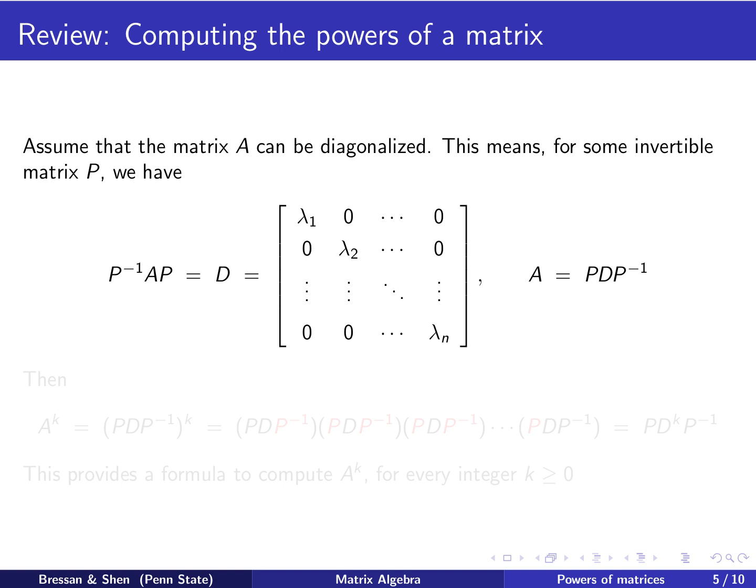Let's do a brief review on computing the powers of a matrix. Assuming that a matrix A can be diagonalized, this in particular means that there is an invertible matrix P such that P inverse times A times P will be a diagonal matrix D. If that holds, then we can write A in terms of P and D, so it will be P times D times P inverse.